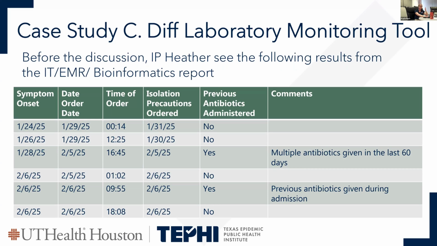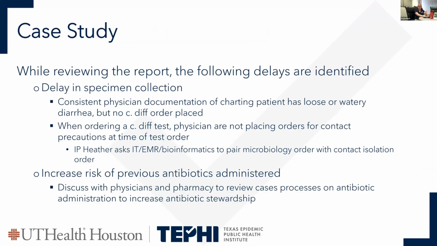So here we're looking at symptom onset, and then we're looking at our order day. We're having onset of symptoms multiple days before we are actually ordering our test, which is problematic. And then we also have isolation not being started when we're ordering the test as well. So while we're reviewing the report, we are identifying these delays. There's a delay in sample collection. So we have documentation that the patients are having symptoms, but there's no ordering. So then you want to start talking with your physicians about what the delay in ordering is, and get them educated.